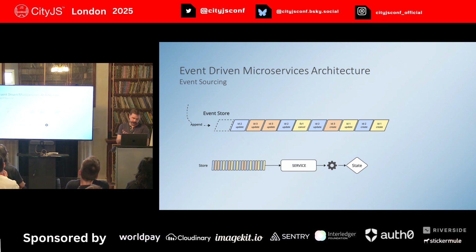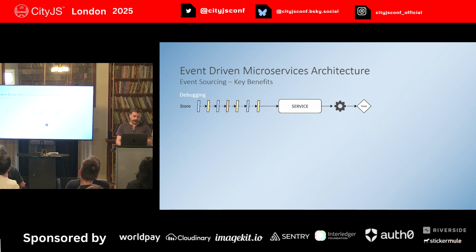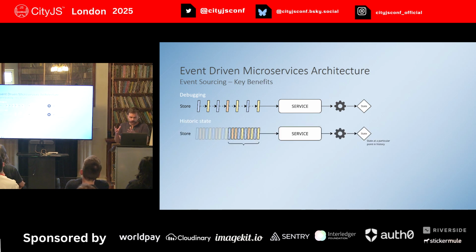It's important to say that the service can't rely on any other external inputs. It has to be purely from the state there. But if you can do that, then yeah, you have an event sourced system. There are quite a few benefits to this, like being great for debugging. You can work out exactly why your state got into the state it did. How about historic state? You want to know what the state was at a particular point in history.